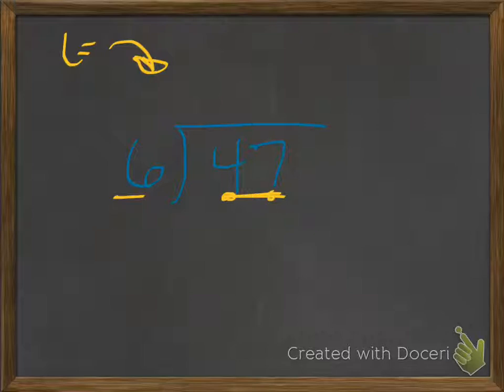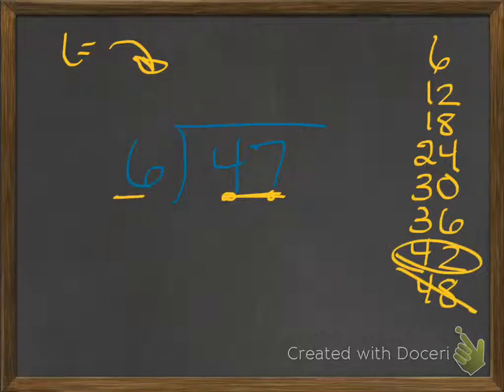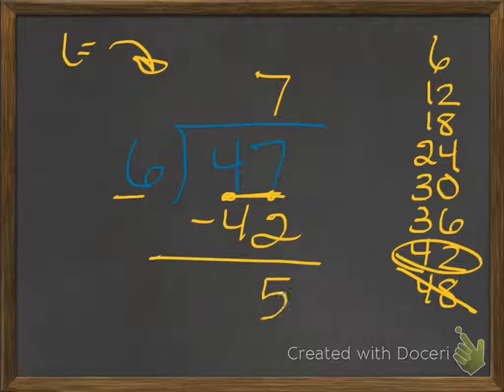So I have to know my multiples of 6. I know 6 times 1 is 6, 6 times 2 is 12, 6 times 3 is 18, 6 times 4 is 24, 6 times 5 is 30. I'm getting closer to 47. 6 times 6 is 36, and 6 times 7 is 42, and 6 times 8 is 48. Ooh, 6 times 8 is too big, so it must be 6 times 7. So 6 times 7 is 42. 47 subtract 42 leaves 5. So I have 7 with a remainder of 5.